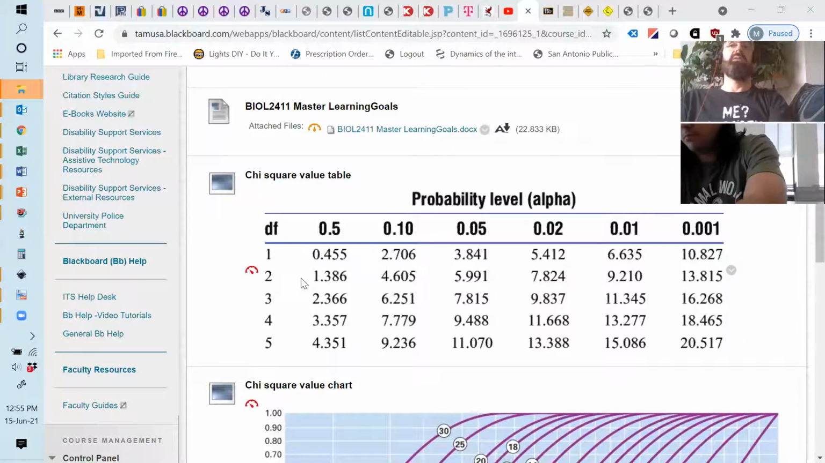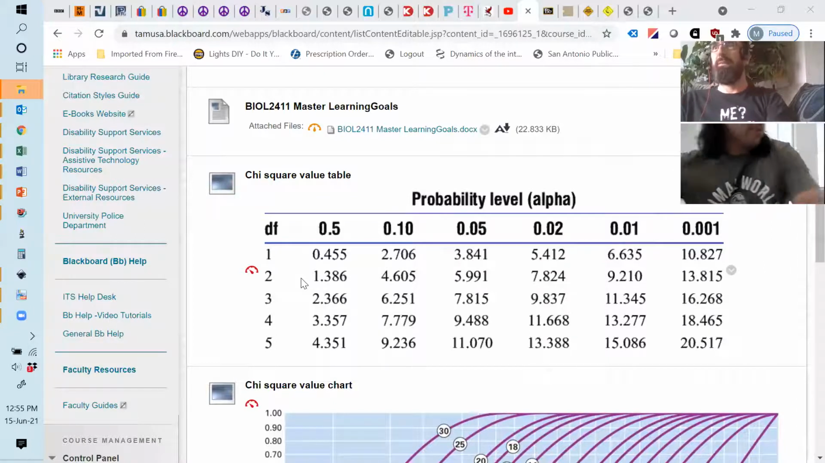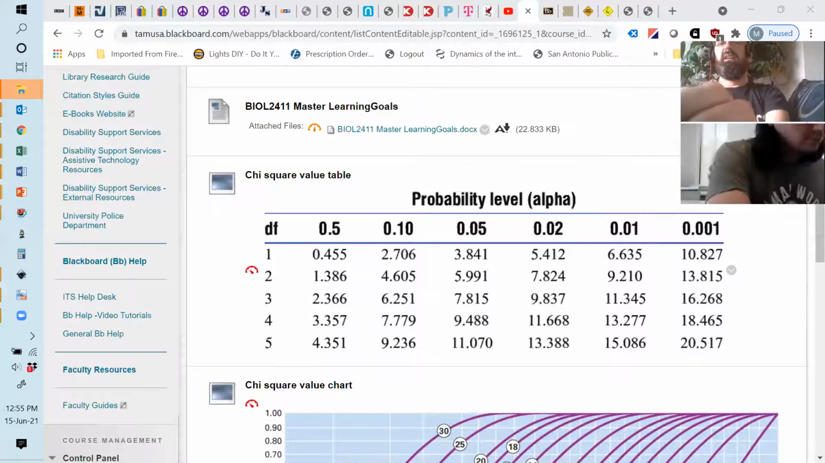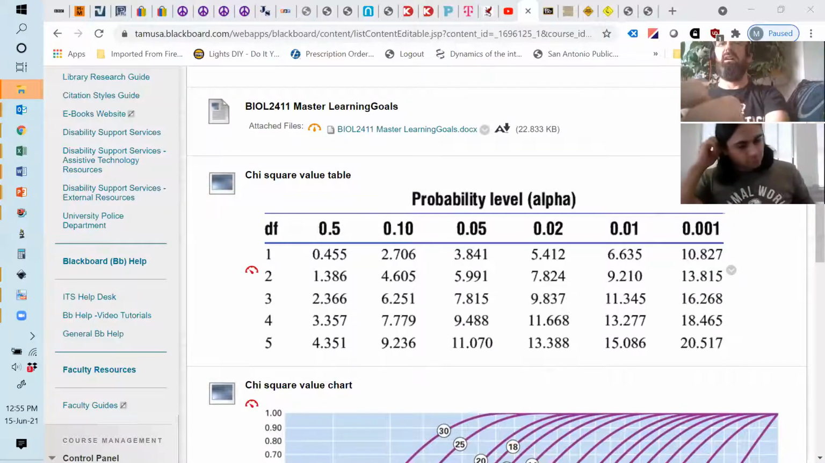So yes, Rose, this would be highly significant. That's what I was about to type next. So any difference is highly unlikely to be due to chance.